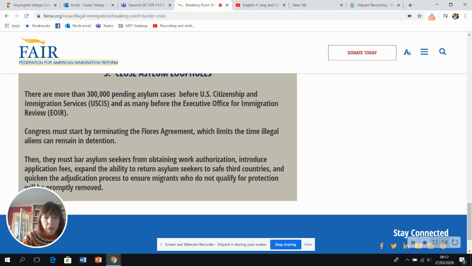And again, the continuation of must all the way through, and these imperative verbs: introduce application fees, expand the ability to return asylum seekers to safe third countries. That's interesting, not to return asylum seekers to their own countries, but to safe third countries, which are countries which hold on to migrants while they await processing, and quicken the adjudication process.